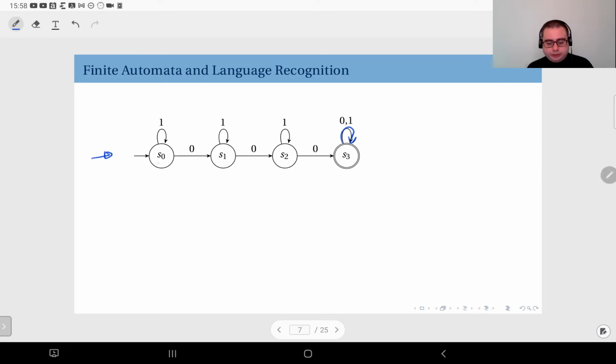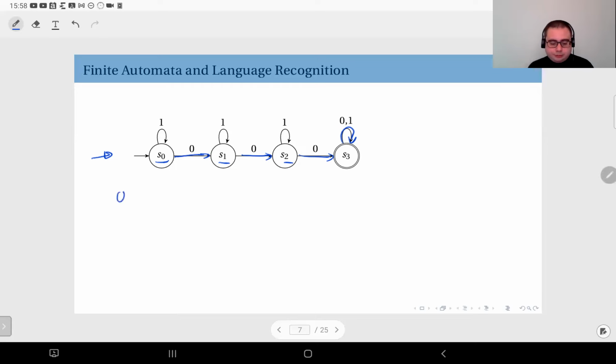So look at the non-accepting states, S0, S1, and S2. Any input of 1 doesn't change the state, but one input of 0 takes you to the next state: S0 to S1, S1 to S2, and S2 to S3. Okay, so this means any string that will have at least 3 zeros in it, irrespective of how many ones you have, is going to be recognized by this automaton.